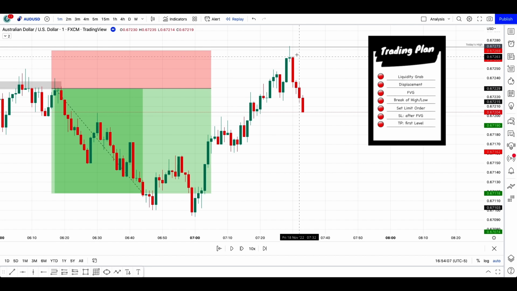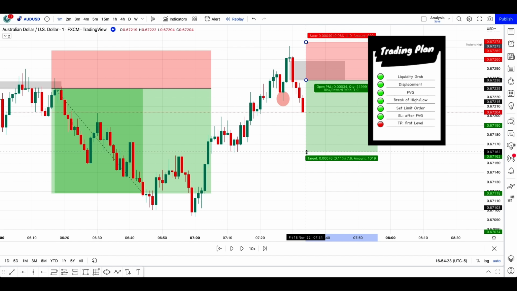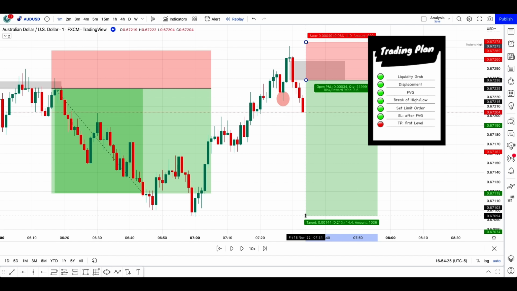Alright, so we went to take out very slightly the 2 days high. But we have the displacement, the fair value gap, and this low right there. We'll just put the entry right there, stop loss above. This one is giving 2, so I need to go there. 3.6.